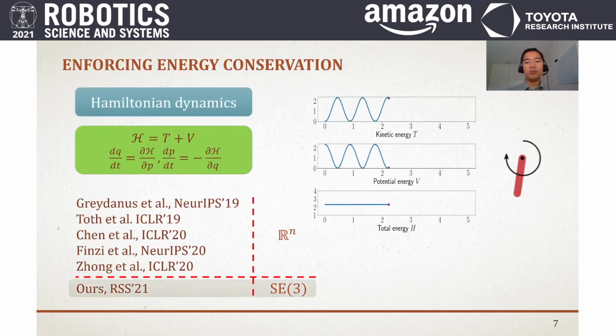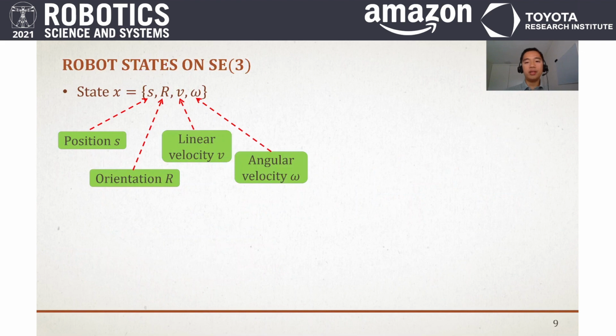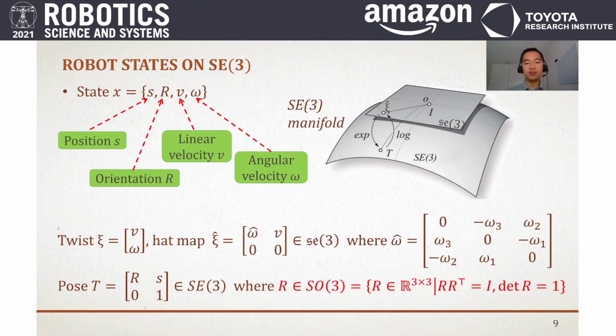However, compared to the previous Hamiltonian-based works, we consider the robot state on the SE3 manifold instead of Rn. The SE3 manifold is very common for mobile robots, where the robot state includes the position S, the rotation matrix R, the linear and angular velocity V and omega. The state has to satisfy the SE3 constraints, shown in red here.